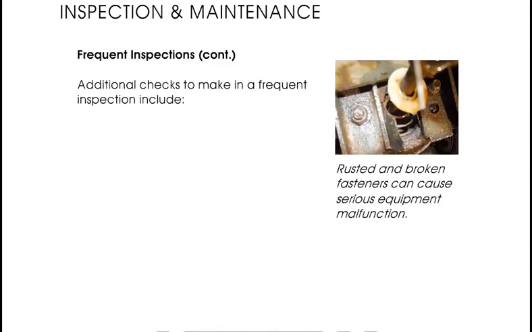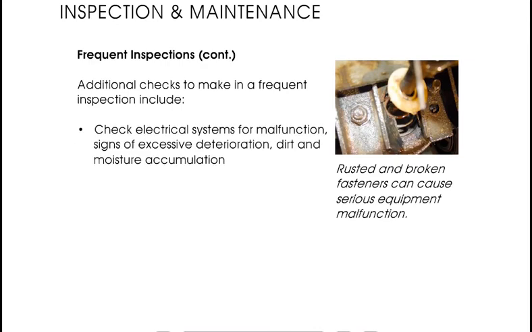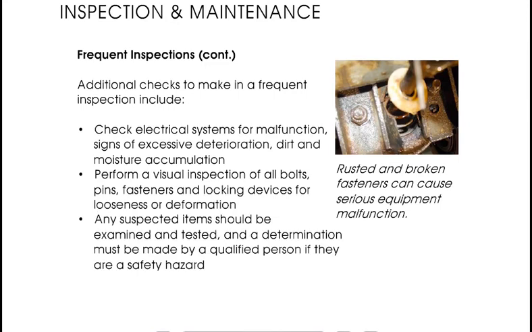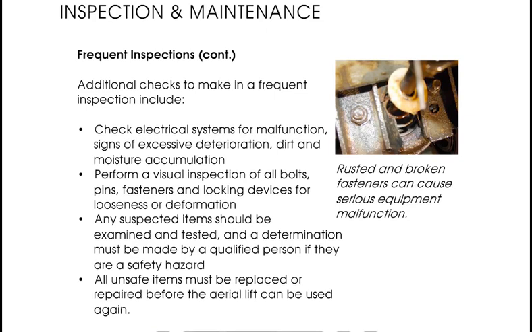Additional checks to make in a frequent inspection include: check electrical systems for malfunction, signs of excessive deterioration, dirt, and moisture accumulation. Perform a visual inspection of all bolts, pins, fasteners, and locking devices for looseness or deformation. Any suspected item should be examined and tested, and a determination must be made by a qualified person if they are a safety hazard. All unsafe items must be replaced or repaired before the aerial lift can be used again.